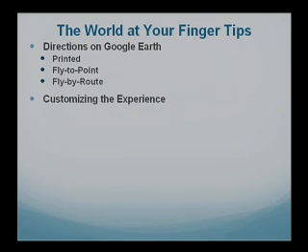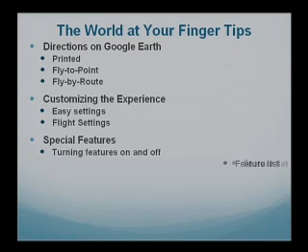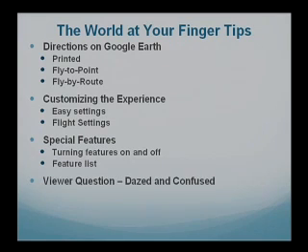Then there are ways that you can customize the experience. Some easy settings that you can do, and some that are a little more advanced. They're flight settings, so when you do those flybys, you determine the angle and the altitude. We'll talk about ways that you can turn special features on and off. And we'll look at the feature list and go down through some of those things, and talk about what they're for. And, of course, we'll have a viewer question. Somebody is dazed and confused.